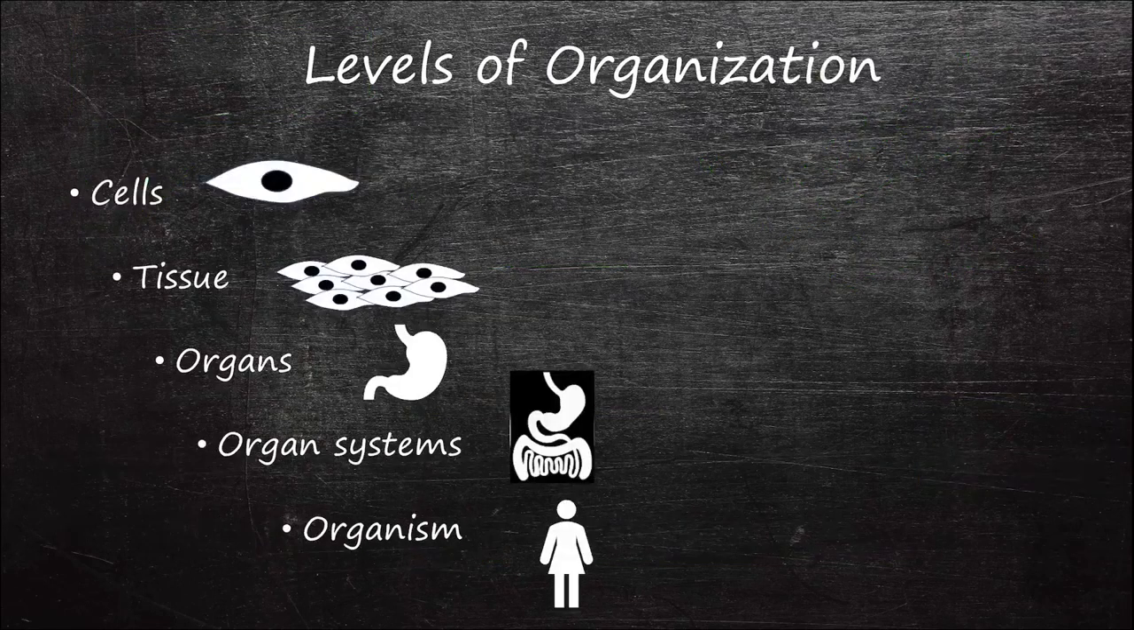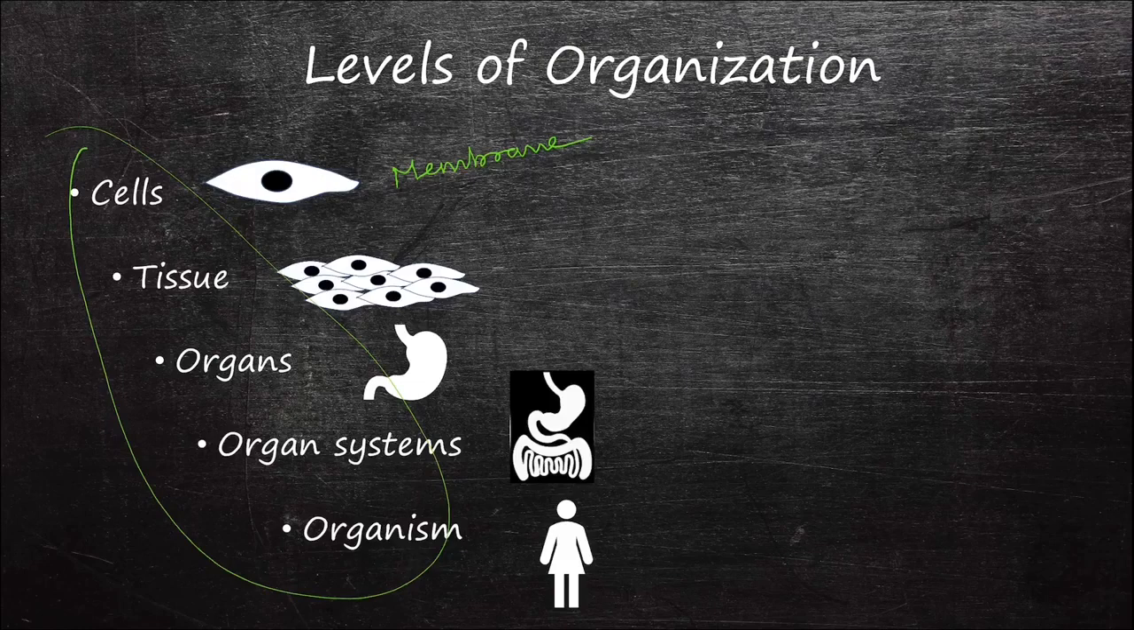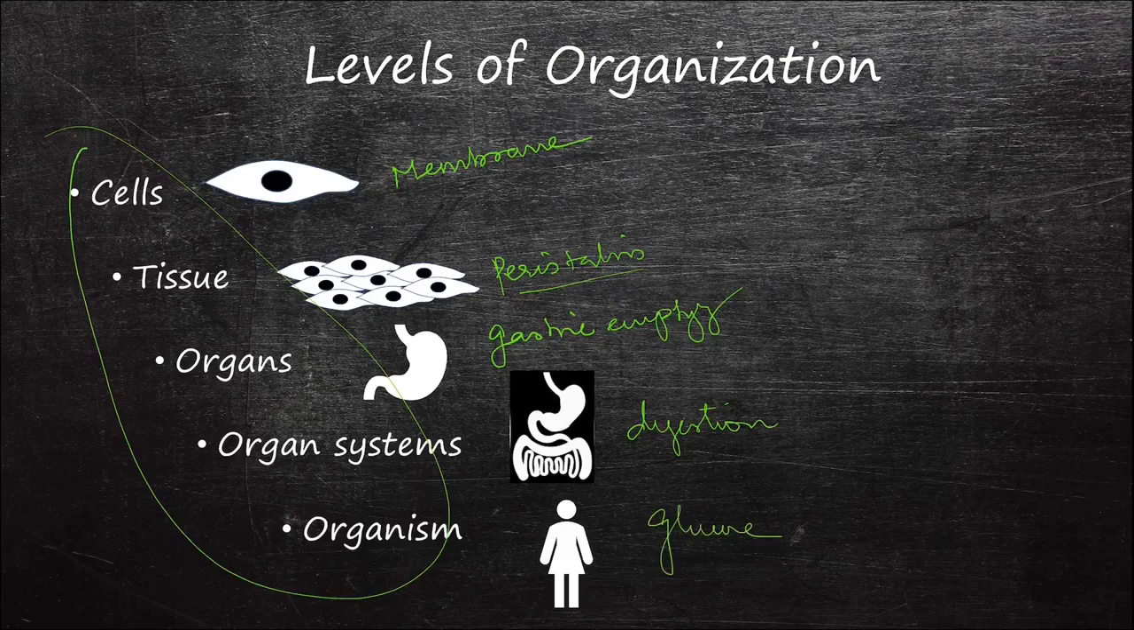Levels of organization. In this physiology course, we are going to study function at various levels of organization. For example, some topics like membrane transport will be at the cellular level, and some topics like peristalsis will be at the tissue level, like a smooth muscle tissue. And some topics like gastric emptying will be at the organ level, and functions like digestion will be studied at an organ system level. And some functions like, say, glucose homeostasis are studied at an entire organism level, which involves multiple organ systems.